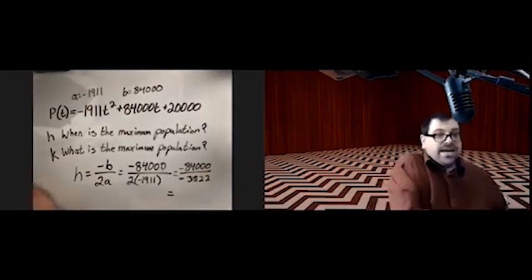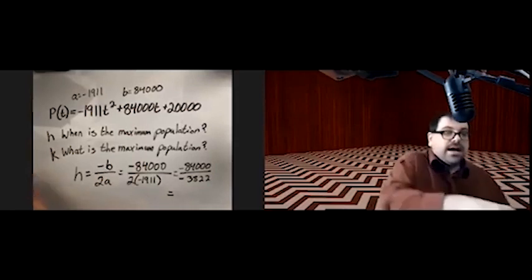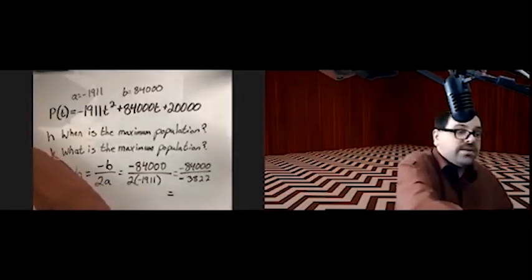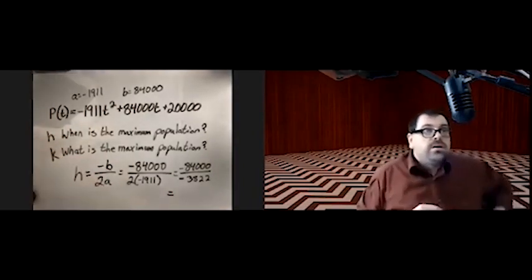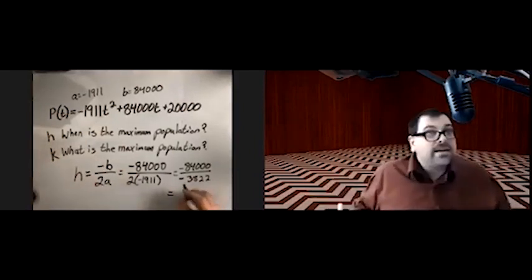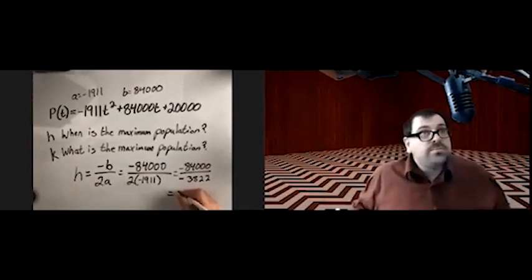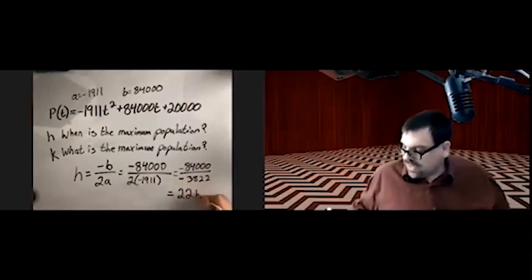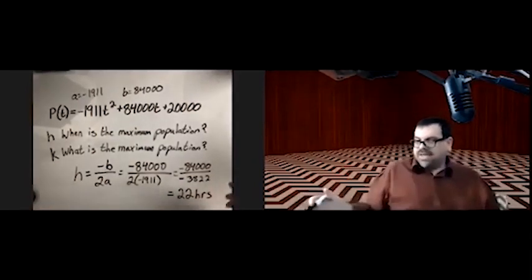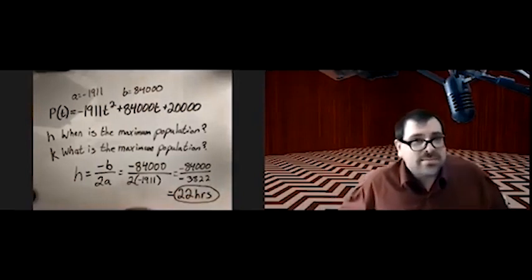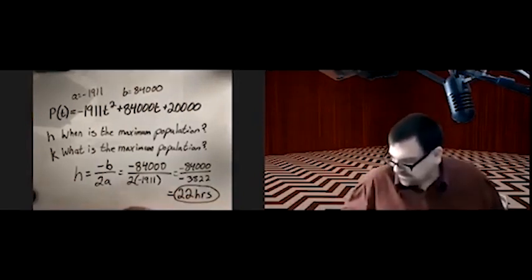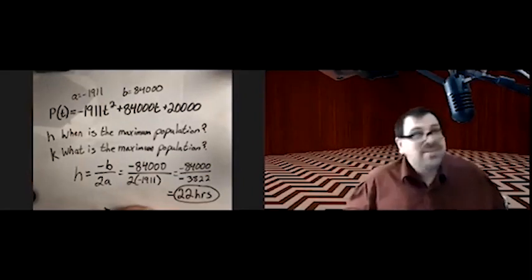And I'm going to go ahead and divide using a calculator. 84,000 divided by 3,822, I get about 21.978. We're going to round that to 22 hours. When is the maximum population? It happens at 22 hours, 21.978 to be exact. So I guess these numbers weren't controlled after all, says 21.978.